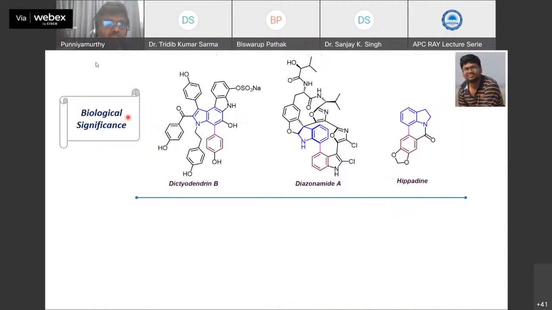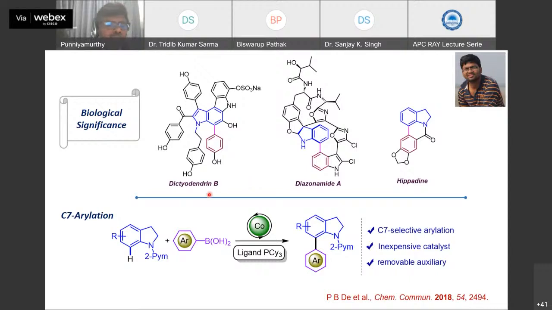So now let us show some of our results on the C7 functionalization. Why should we do this? Look at this molecule, this is the indole, and at the seventh position you have the aryl substituent. So if you can develop arylation at the seventh position, it will be useful. With this, we started the arylation of indoline with boronic acid using a cobalt-based catalyst.